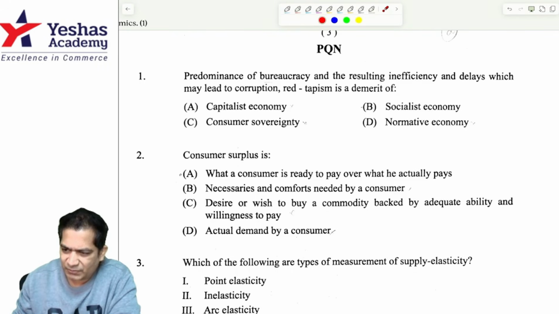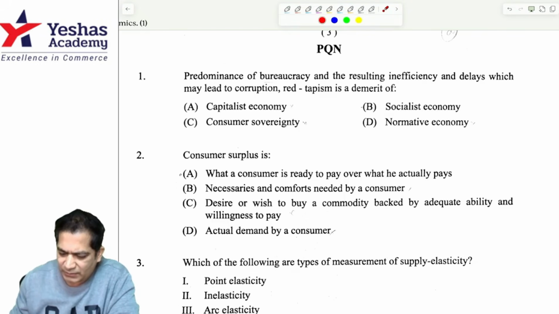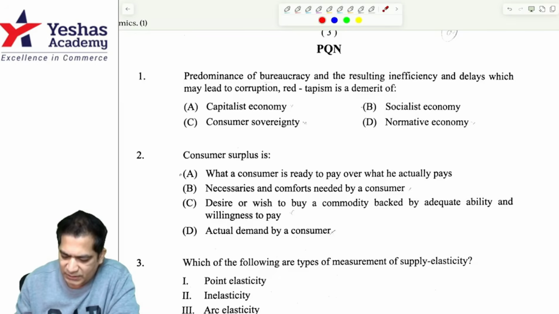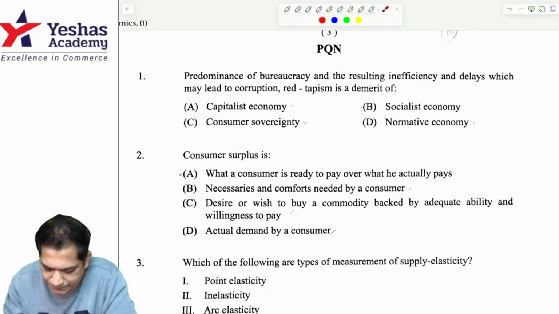Around 60-70 questions you can solve straight from the class notes that we have written, and questions that we have discussed in the class. So let's perform an analysis and find out which are the correct answers.